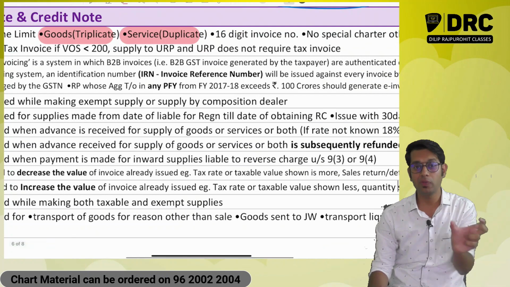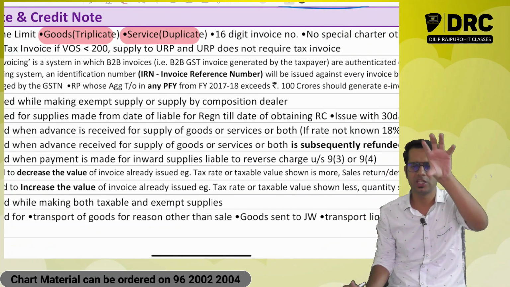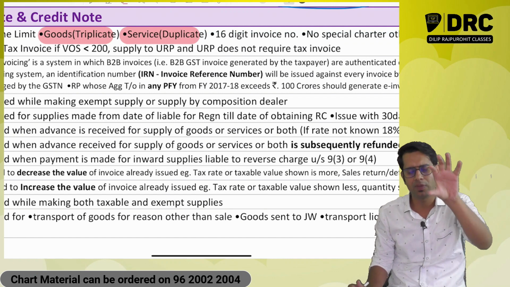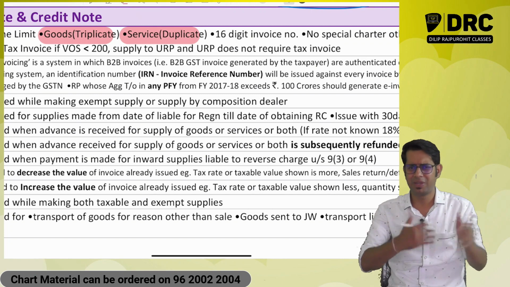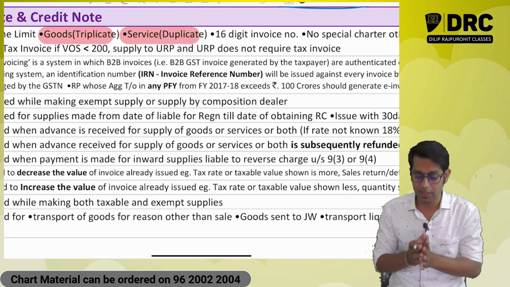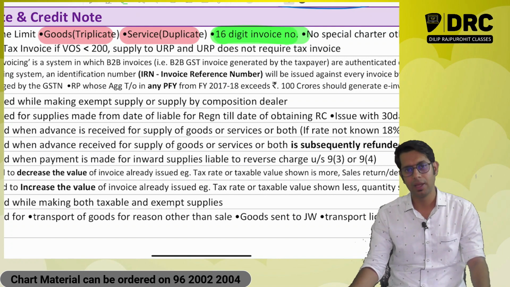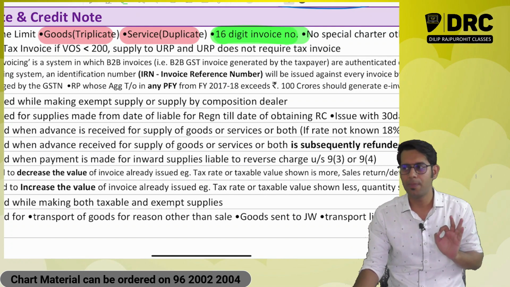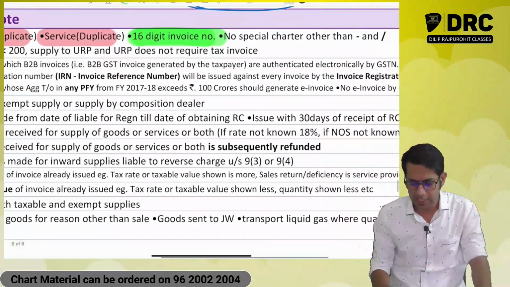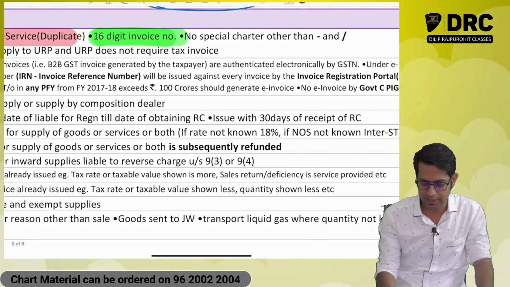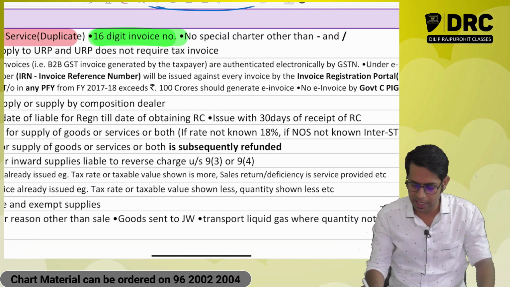There are different contents of a tax invoice, such as name of the supplier, GST number of the supplier, name of the recipient, GST number of the recipient, address of the recipient, place of supply details, description of goods, tax amount, GST rate, etc. One of the important contents is the invoice number. There are a few things very important to note about the invoice number. The invoice number should be a maximum of 16 digits. It should not have any special characters. Hashtag, @, dollar symbol: no special characters are required to be included.